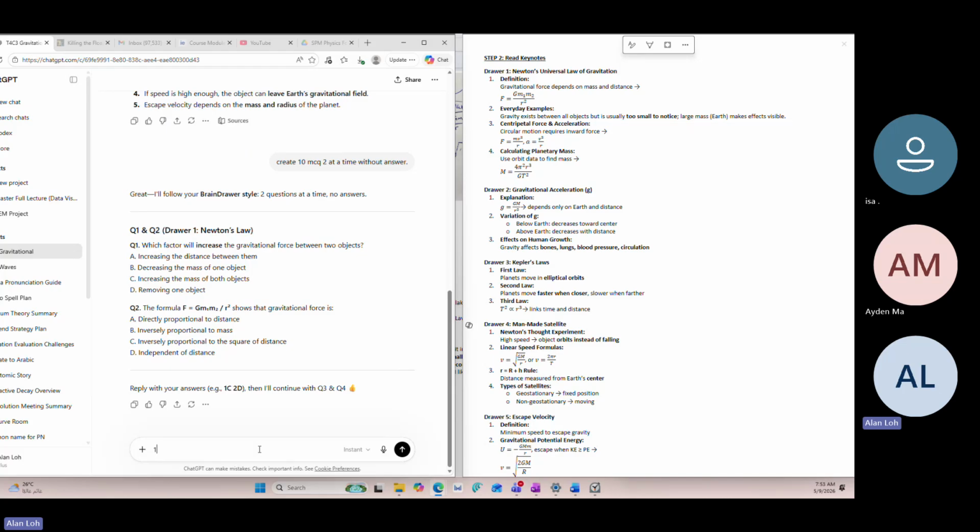Number 1, what's the answer? And number 2, what is the answer? Don't worry about getting it wrong. It's fine. It's actually good to get it wrong. Then you know this is the new information that you need to store inside your brain drawer.